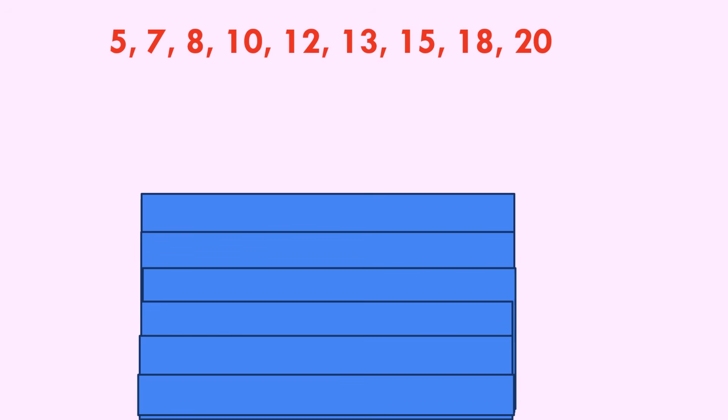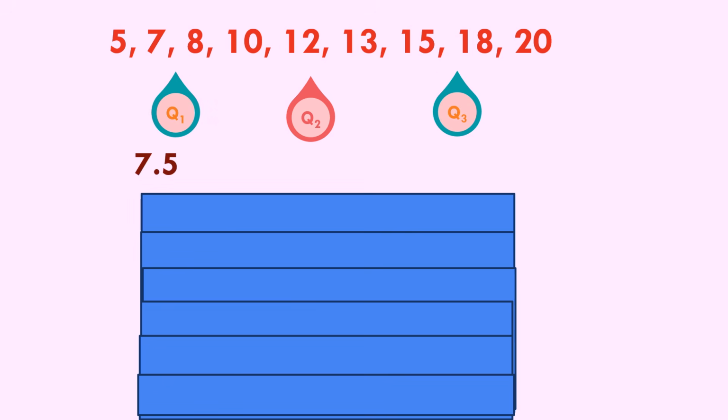We have the given 5, 7, 8, 10, 12, 13, 15, 18, and 20. The quartile 2 is 12. The upper quartile is on the right side and the lower quartile is on the left side. So 7 and 8 could be the quartile 1, and 15 and 18 could be the quartile 3. 7 plus 8 is 15 divided by 2, that is 7.5. 15 plus 18 is 33 divided by 2, that is 16.5.